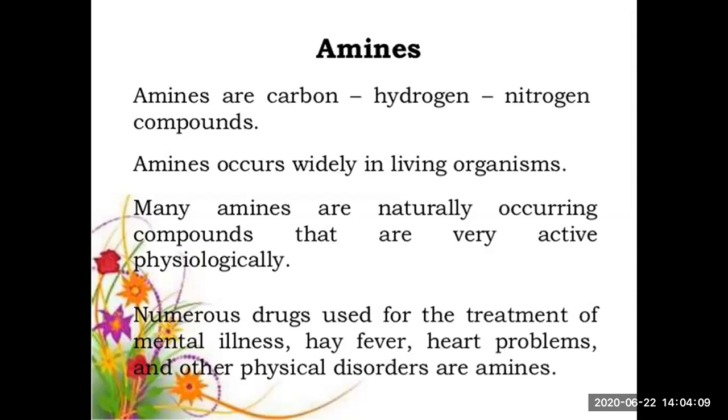Amines are carbon, hydrogen, and nitrogen. So these are the three elements which compose together to make a new type of compound, which is called amine. Amines occur widely in living organisms, so naturally they are present in living organisms. Many amines are naturally occurring compounds that are very active physiologically. As these come from physiologically active compounds, definitely they have an active role in our life.